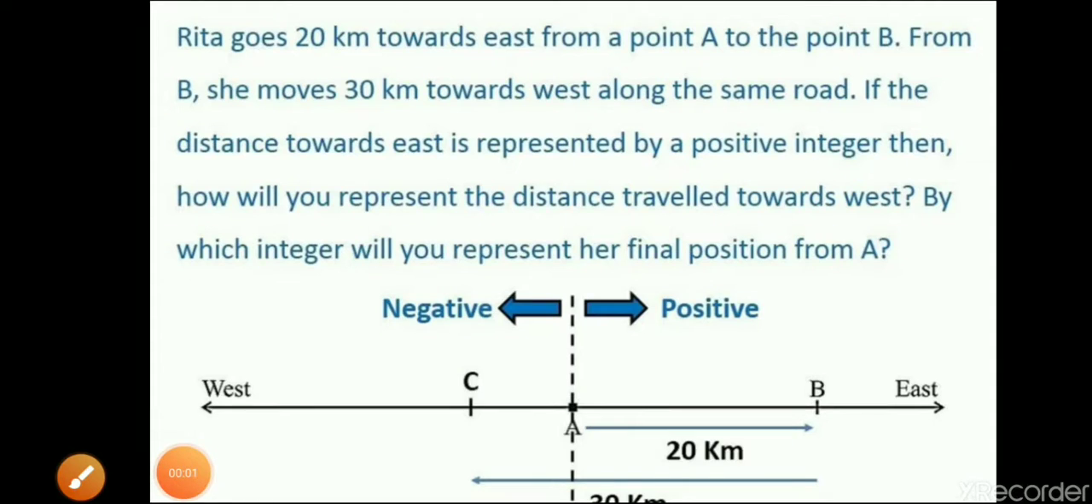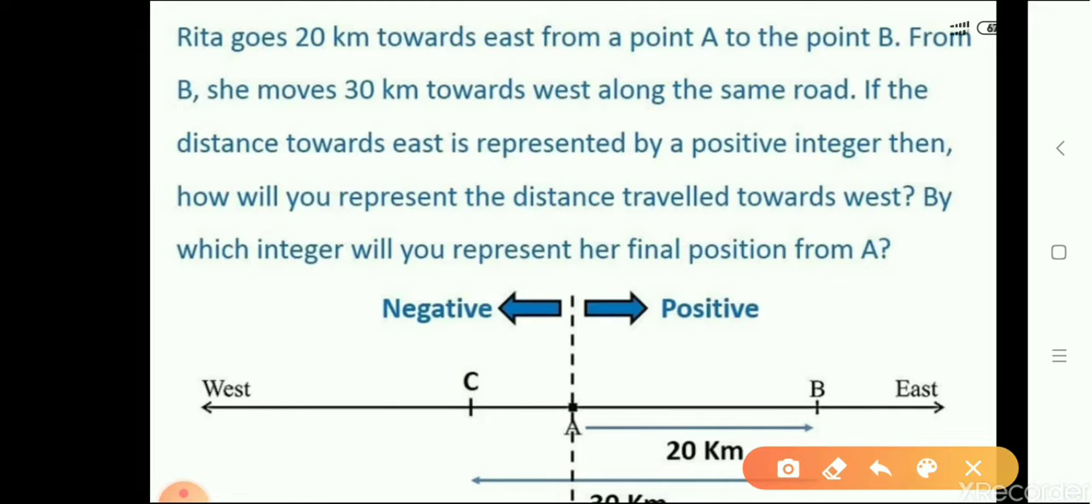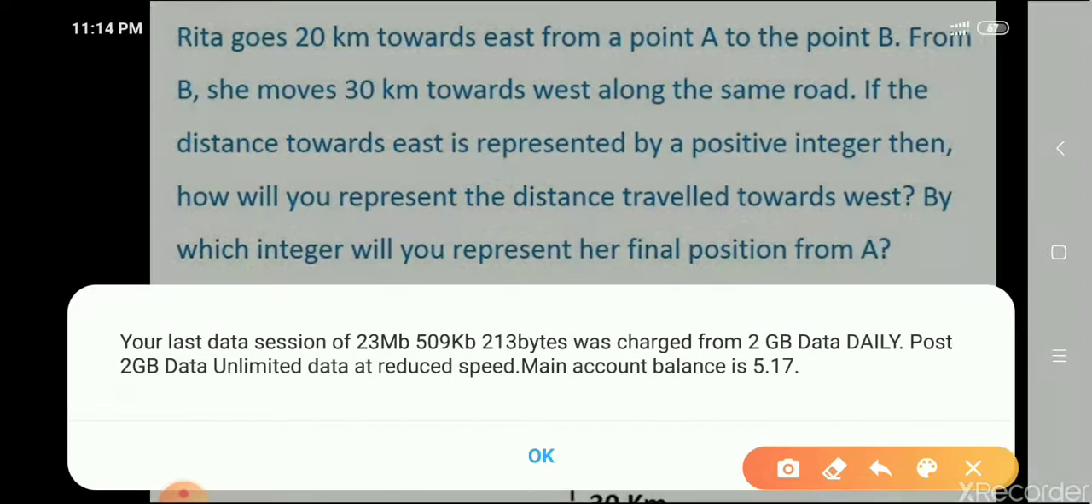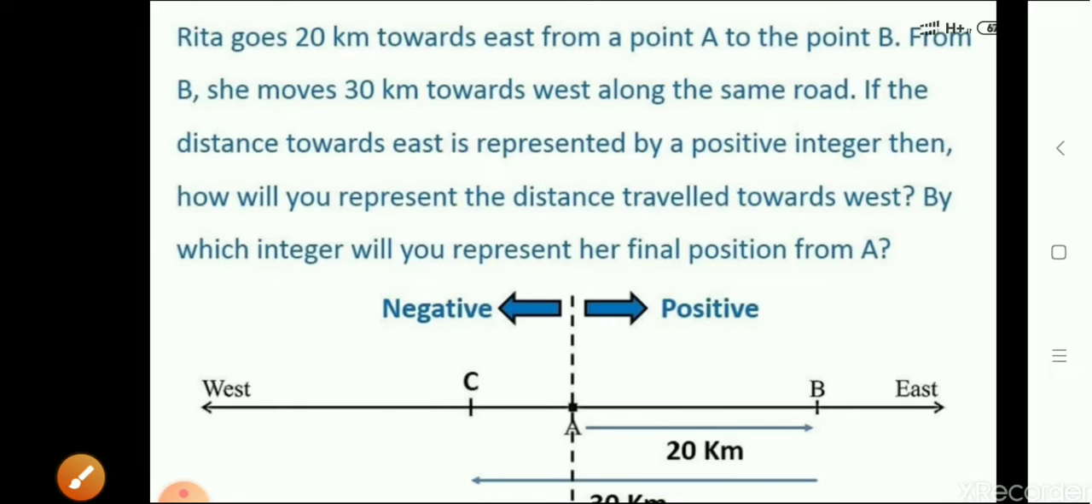So students, let us now do some word problems. This is a question from the first exercise 1.1. Rita goes 20 kilometers east from point A to point B. From B, she moves 30 kilometers towards west along the same road. If the distance traveled towards the east is represented by a positive integer, then how will you represent the distance traveled towards the west? By which integer will you represent the final position from A?